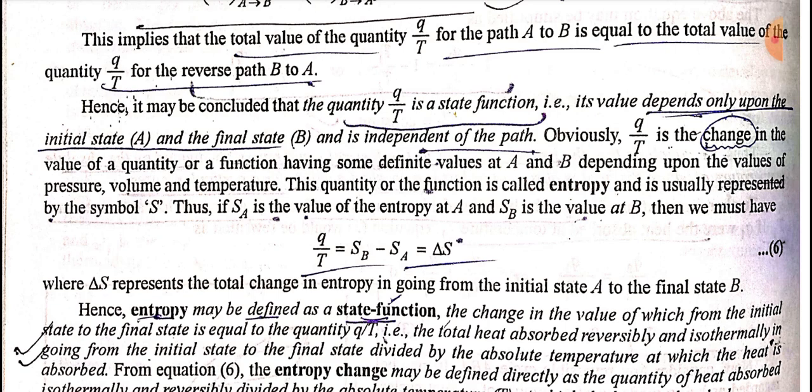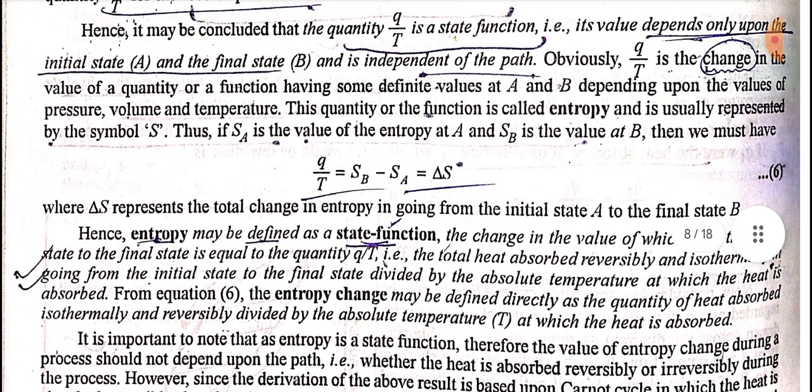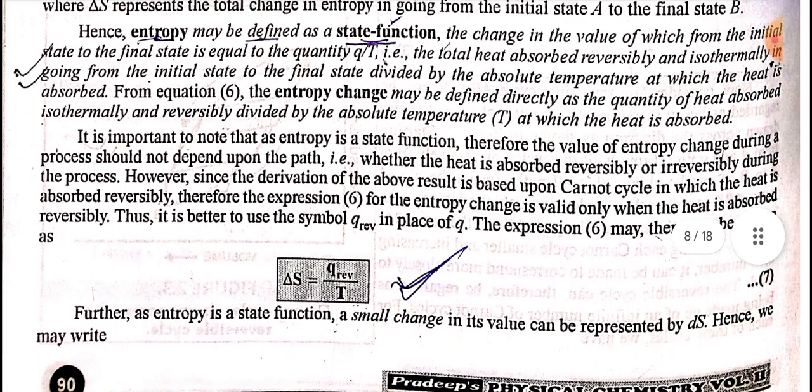Hence, entropy may be defined as a state function, that is, the change in the value of which from the initial state to the final state is equal to the quantity q/T, that is the total heat absorbed reversibly and isothermally in going from the initial state to the final state divided by the absolute temperature at which the heat is absorbed. From equation 6, the entropy change may be defined directly as the quantity of heat absorbed isothermally and reversibly divided by the absolute temperature T at which this is absorbed.